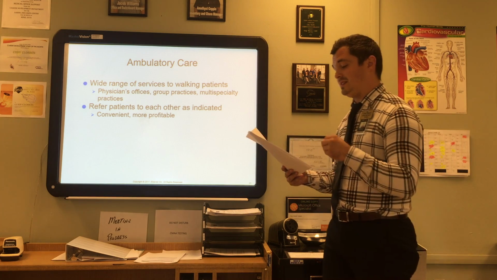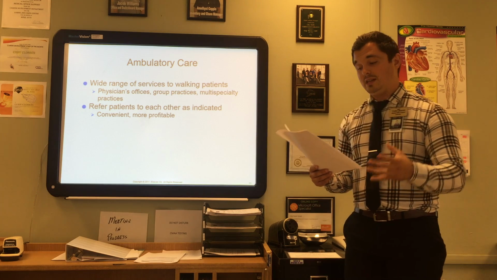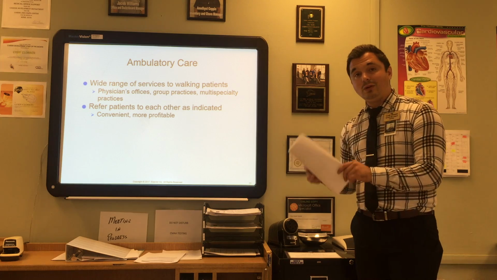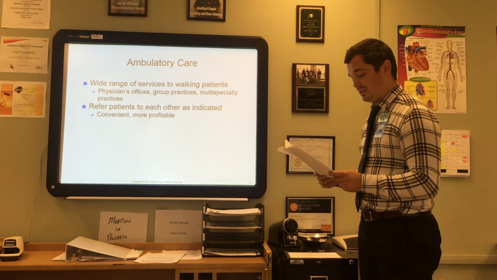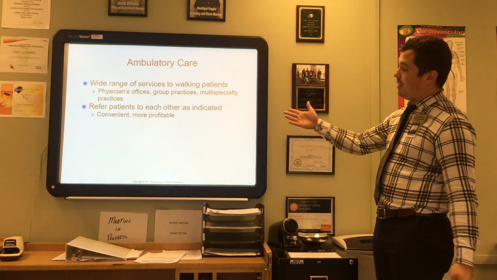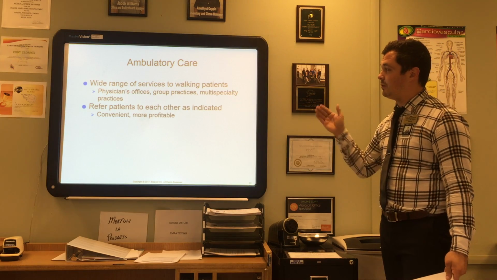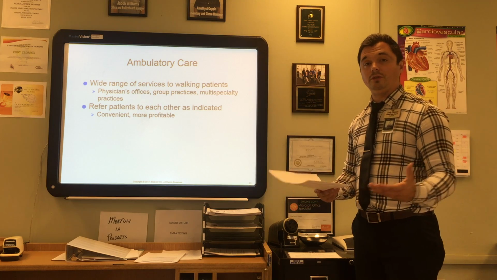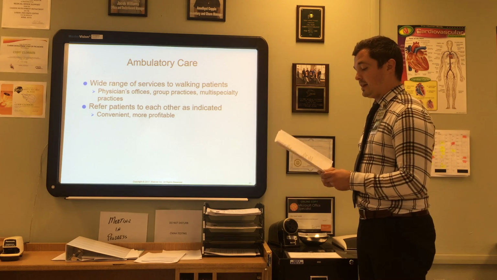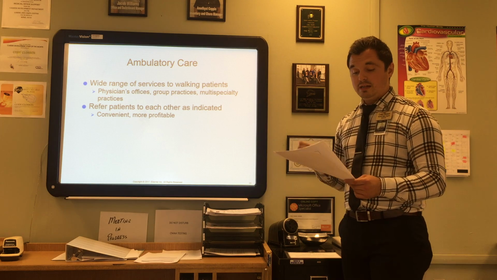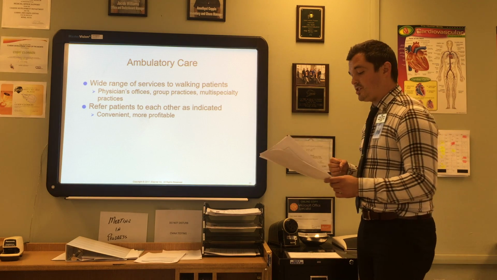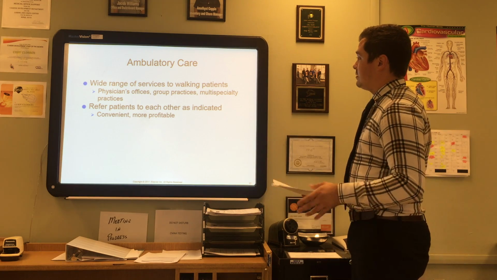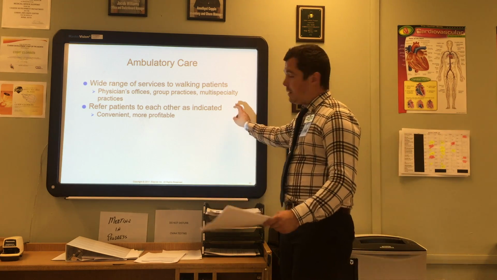A multi-specialty practice might consist of an internal medicine specialist, an oncologist, a family practitioner, and an endocrinologist. Okay, so it's a real variety of medical specialties. A lot of these, you'll go see the doctor and they'll refer patients to each other as indicated, and it's convenient, it's more profitable for the group, and it's a good practice. So a patient seeing a physician for the first time is considered a new patient, where a patient who has seen the physician on previous occasions is called an established patient. So those are the types of people that we see in those settings.